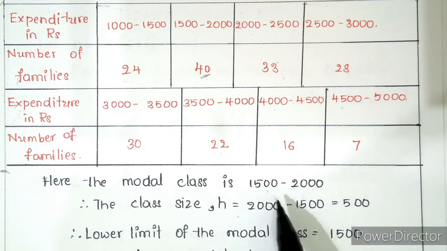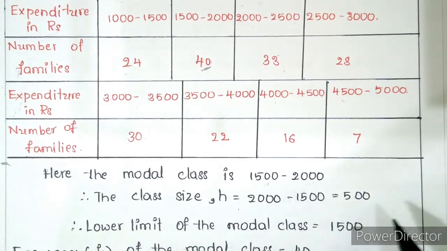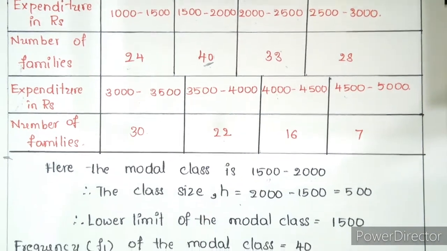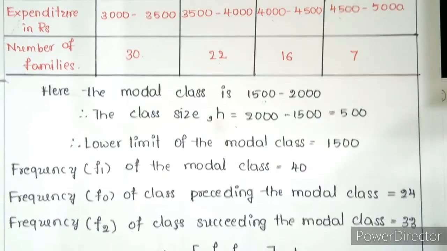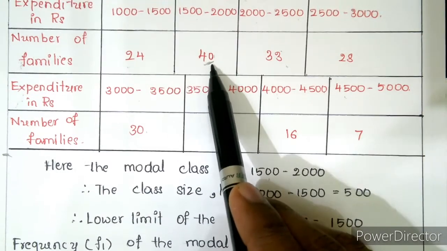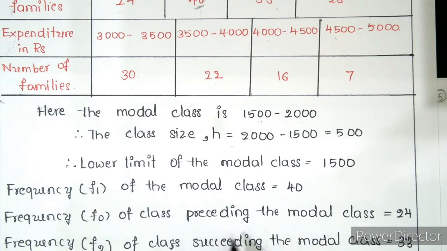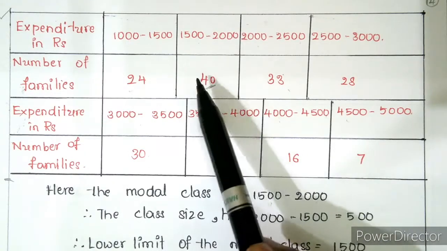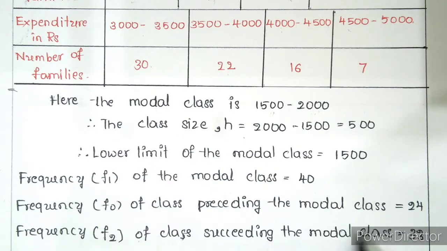So the lower limit of the modal class is 1500, and this one is the upper limit. The frequency f1 of the modal class is 40. The frequency of the class preceding the modal class, f0, is 24, and the frequency of the class succeeding the modal class, f2, is 33.